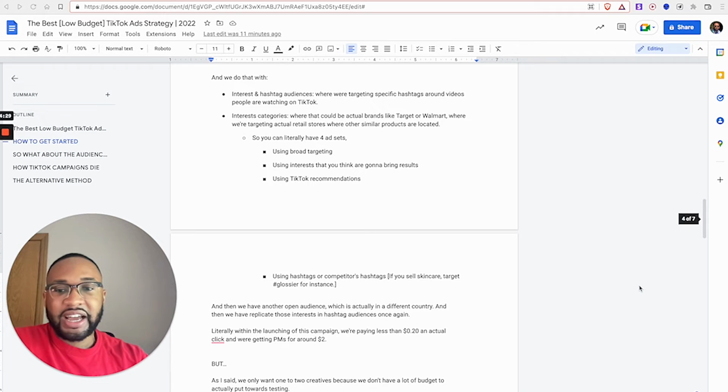So we can have those types of open audiences, which is in a different country, and then we'll replicate those interest and hashtag audiences once again. So within this campaign, we're paying less than 20 cents per click, where we're getting these CPMs for around $2.